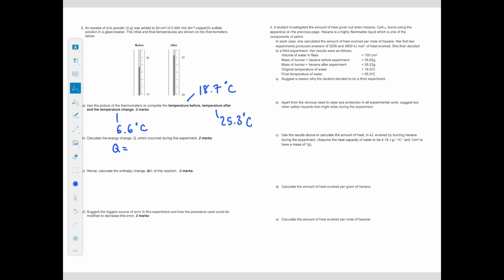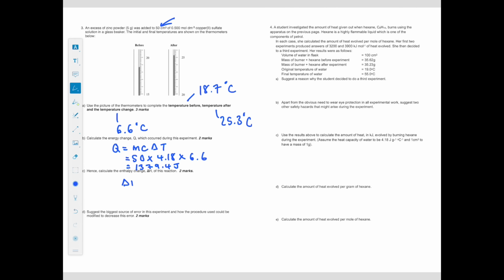So remember, we're using Q equals mc delta T. The mass is the actual mass of the liquids which have been added, not the solid. So ignore the 5 grams. If you look here, it's 50 centimeters cubed, which is why the mass is 50. We're going to times our specific heat capacity, which is 4.18, and that's always true. And then times the temperature change, which I've just calculated, is 6.6. And once you pop that into your calculator, you get a value which is Q is 1379.4 joules. And then hence calculate the enthalpy change delta H of this reaction.